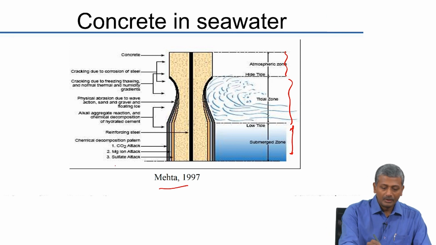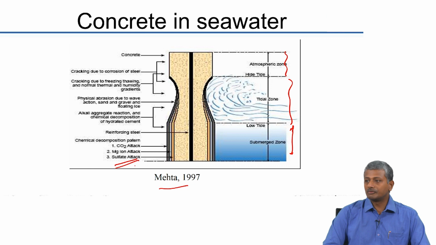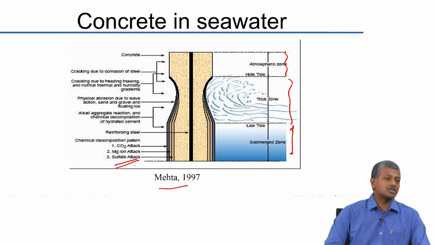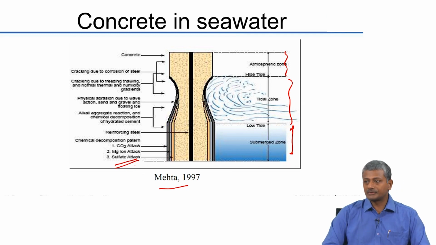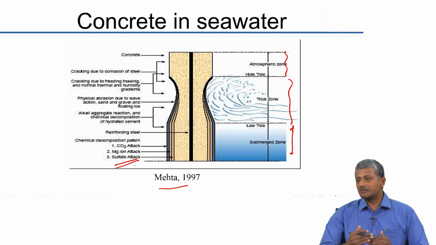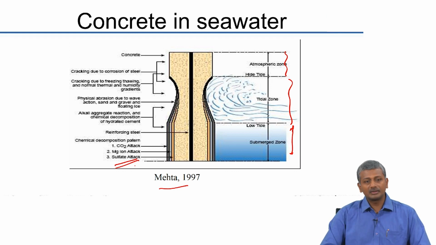So, here you have chemical decomposition if you are under the level of the low tide, and we also discussed earlier that you have a constant pressure of the water. So, you also have permeation of the water happening inside. So, the kind of transport mechanisms associated with the different zones would be quite different.